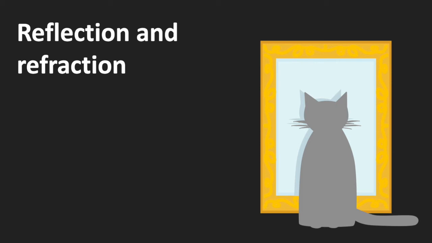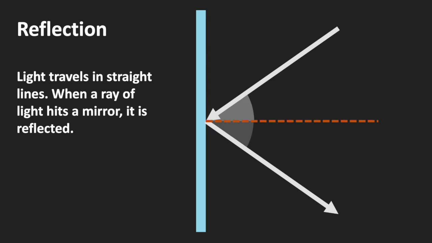I've made this short video to explain a little more about reflection and refraction. We know that light travels in straight lines, and I'm sure that all of you have noticed that when light hits a mirror, it is reflected. I have a diagram here showing how this occurs.